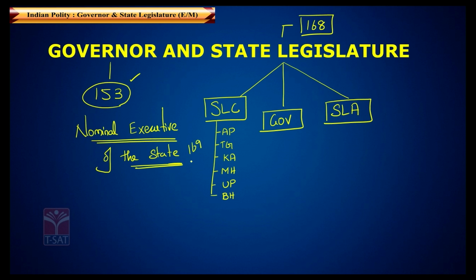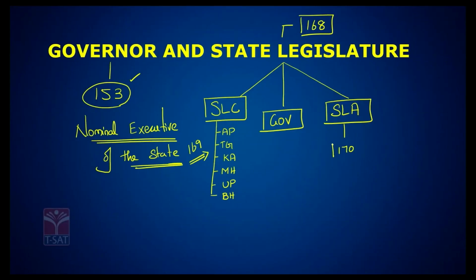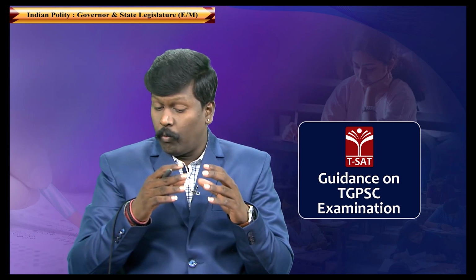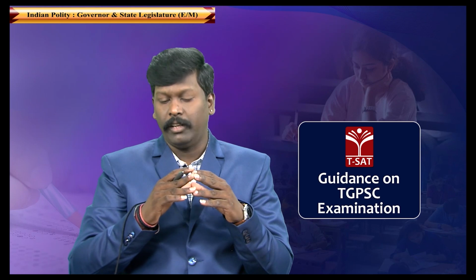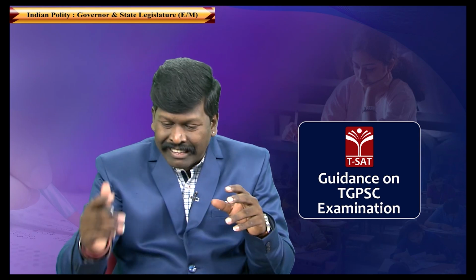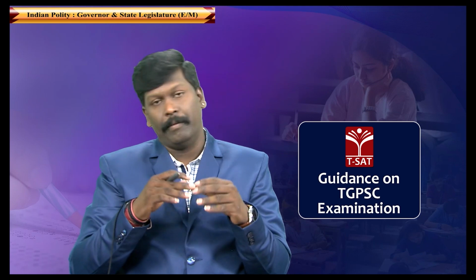Article 169 of the Constitution deals with the creation or abolition of the State Legislative Council. Article 170 talks about the composition of the Assembly. Article 171 talks about the composition of the Council. And you all know Article 153 says there shall be a governor for each state. Very, very important. 95% of the state legislature process is similar to Parliament.